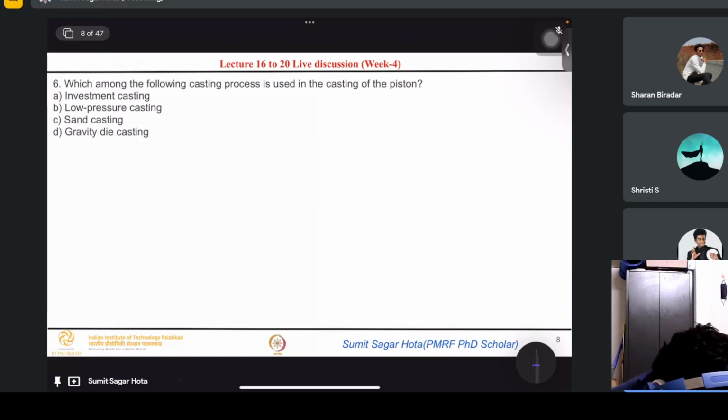Now the next question. Which among the following casting processes is used in the casting of the piston? First of all, a piston can be manufactured in only two ways: one is casting and one is forging. If you consider casting, then the piston can be manufactured with gravity die casting. This is the most famous and most commonly used process for piston manufacturing.